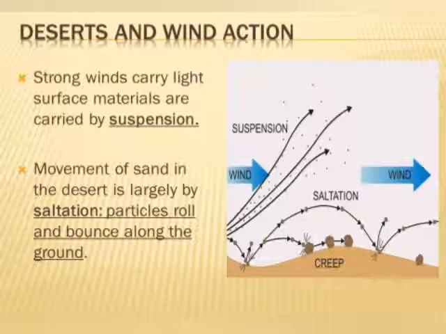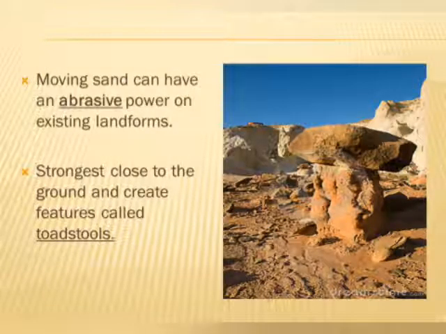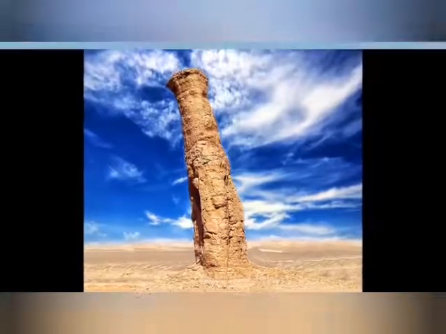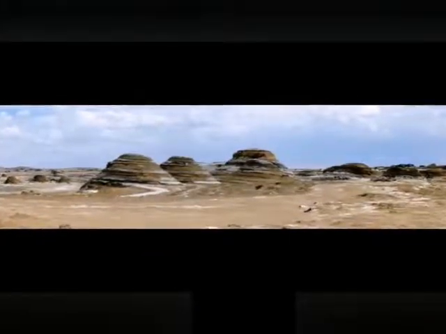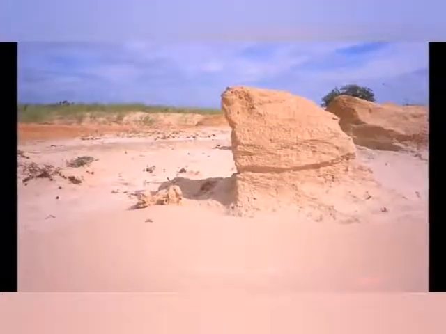Deserts and wind action. Strong winds carry light surface materials by suspension. Movement of sand in the desert is largely by saltation. Particles roll and bounce along the ground. Moving sand can have an abrasive power on existing landforms, strongest close to the ground, and creates features called toadstools, mushroom-shaped rocks. A yardang is a streamlined protuberance carved from bedrock or any consolidated or semi-consolidated material by the dual action of wind abrasion by dust and sand, and deflation, which is the removal of loose material by wind turbulence.